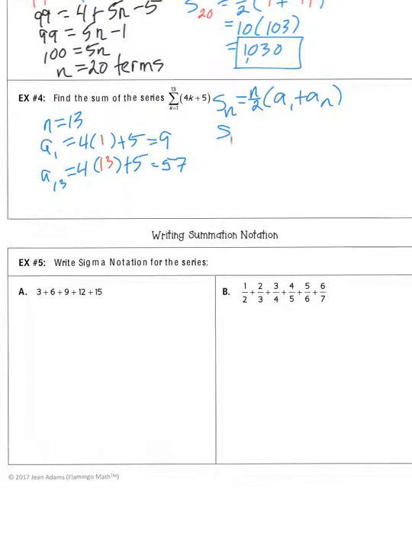So we're taking the sum of 13 terms. So that's equal to 13 divided by 2 times our first term we found out was 9, and our last term is 57. So we get 13 over 2 times 66. And then we end up with a final answer of 2 goes into 66 33 times, and 33 times 13 is 429.